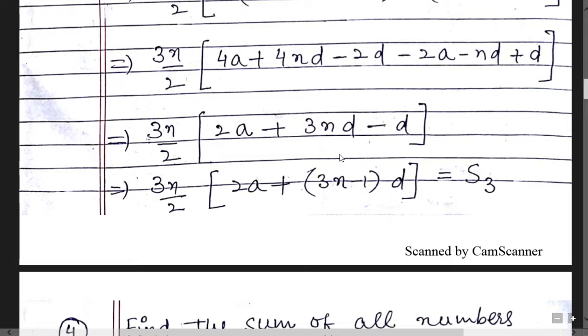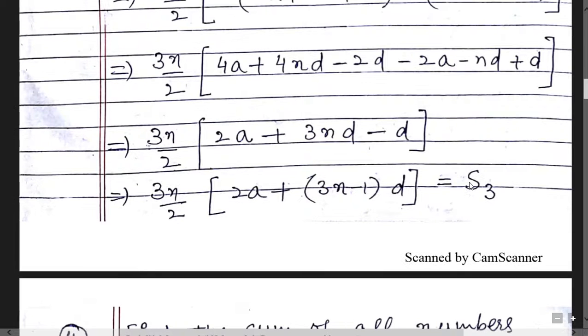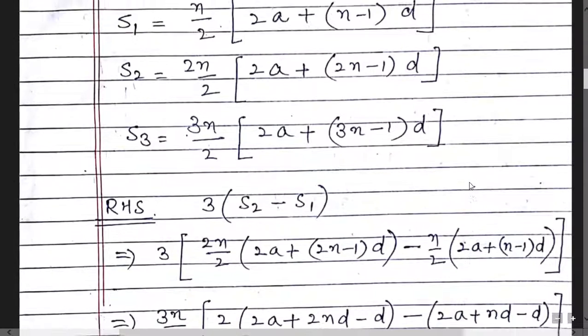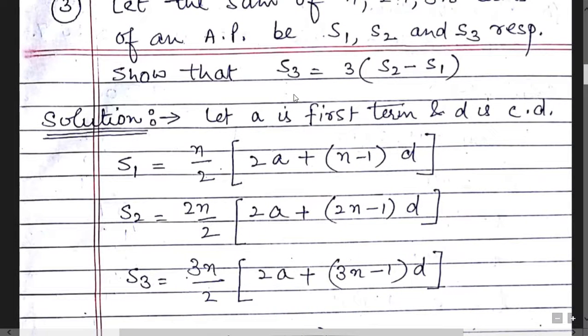Then take d common from second and third term. Now check this formula, 3n by 2, 2a plus 3n minus 1 into d, it's S3. And you have to prove this. It's in the statement. S3 is equal to 3, S2 minus S1. I start with the right hand side and the answer is S3.